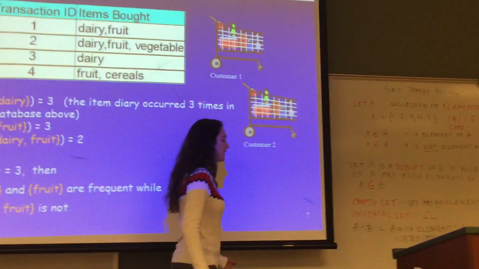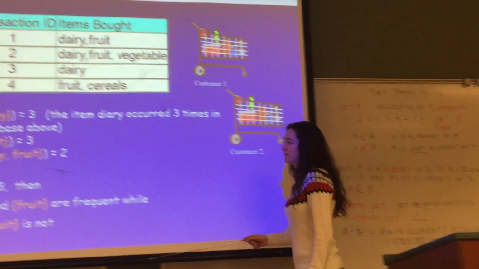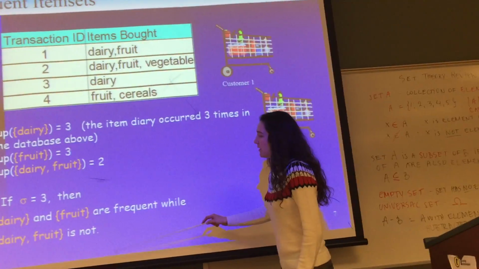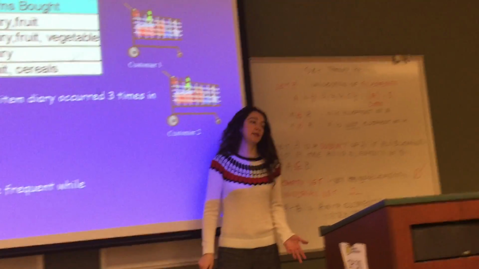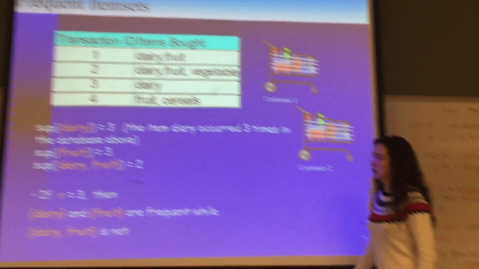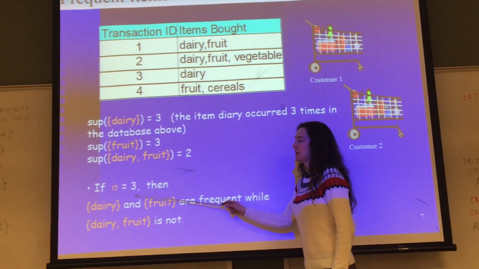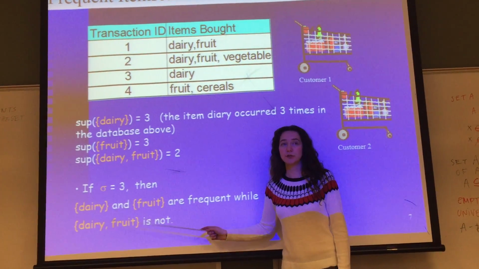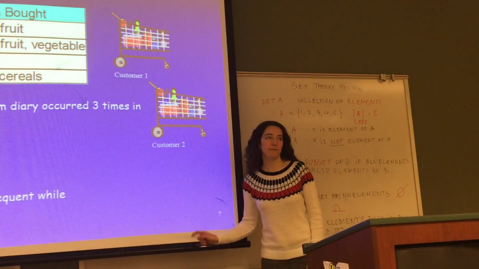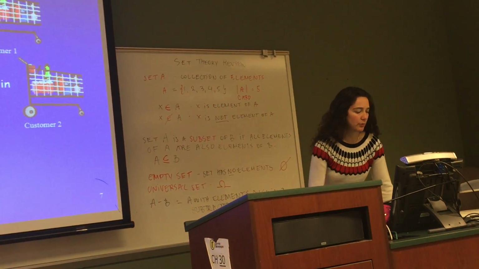The user might say, give me the sets which have minimum support 3. If they don't, I'm not interested in them because they didn't occur frequently enough. So when the user says the threshold is equal to 3, this means item sets which have support bigger than 3 are considered frequent. If they're not frequent, we will remove them from our analysis and continue without them.